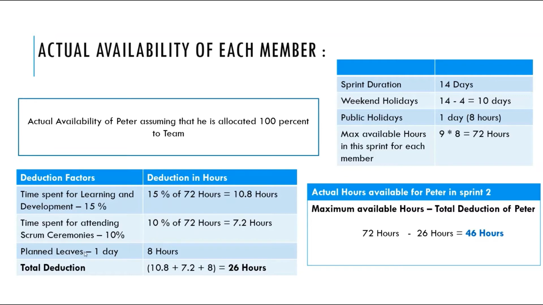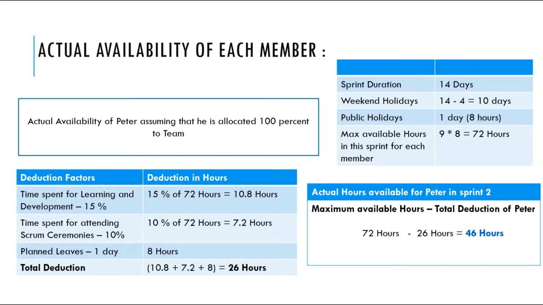And let's say Peter has one planned leave. So 1 day is considered as 8 hours. So total deduction of Peter would be 10.8 plus 7.2 plus 8 hours, that is 26 hours. Now, the actual hours available for Peter in sprint 2 will be maximum available hours, that is 72 hours, minus total deductions of Peter, that is 26 hours. So 46 hours is the actual hours available for Peter in sprint 2.